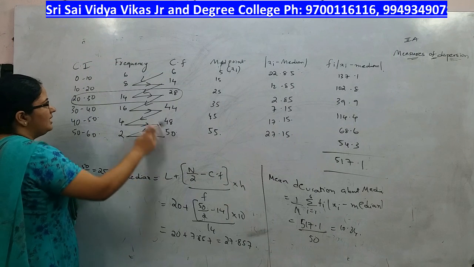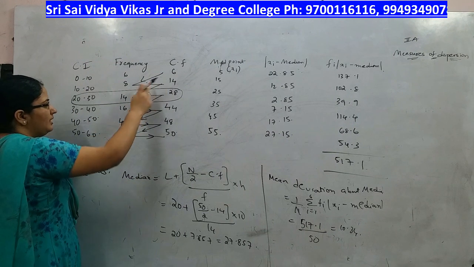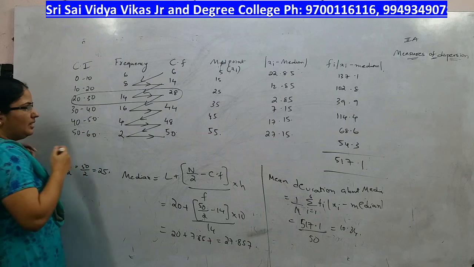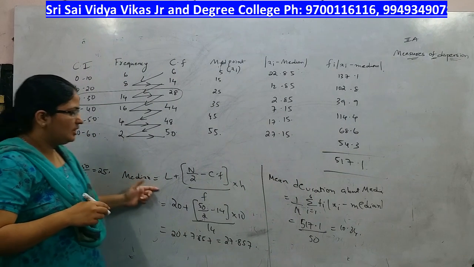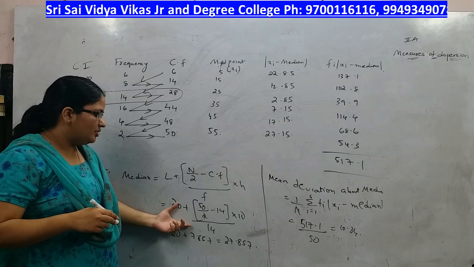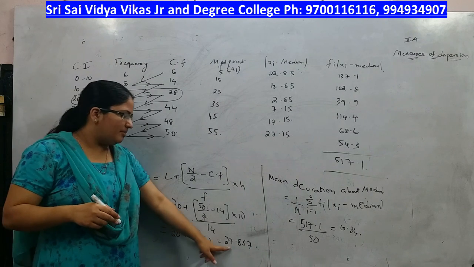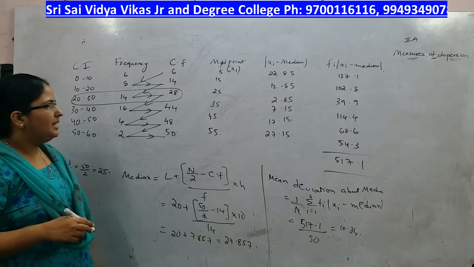N by 2 is 25. CF is this one, 14. F is also 14. Into h, the class width is 10. So all the values you have substituted here. When you substitute and calculate, you will get 27.857 as the median.